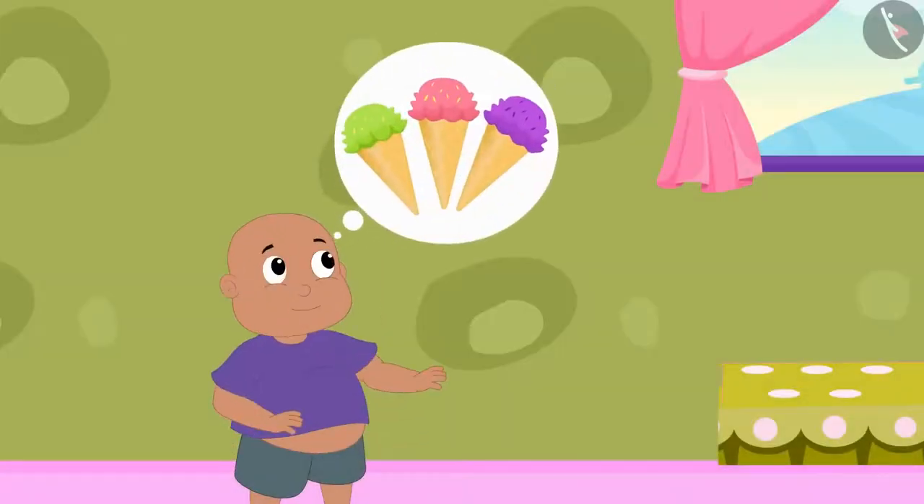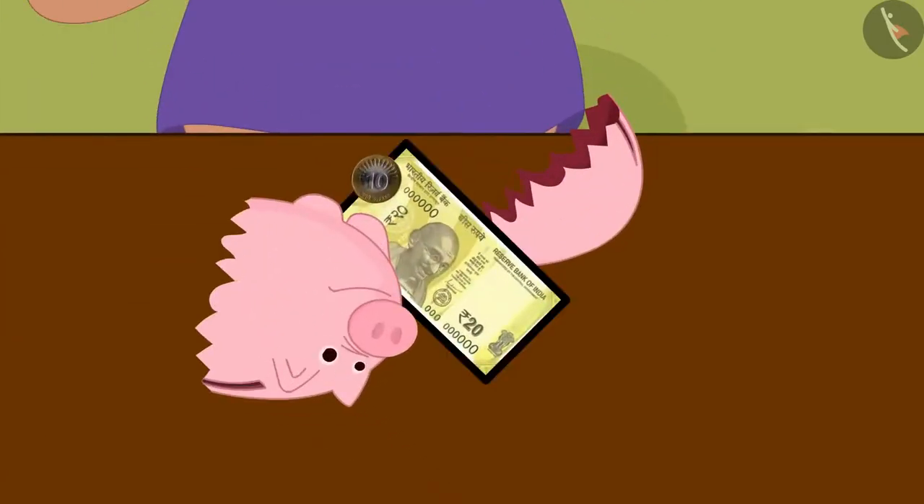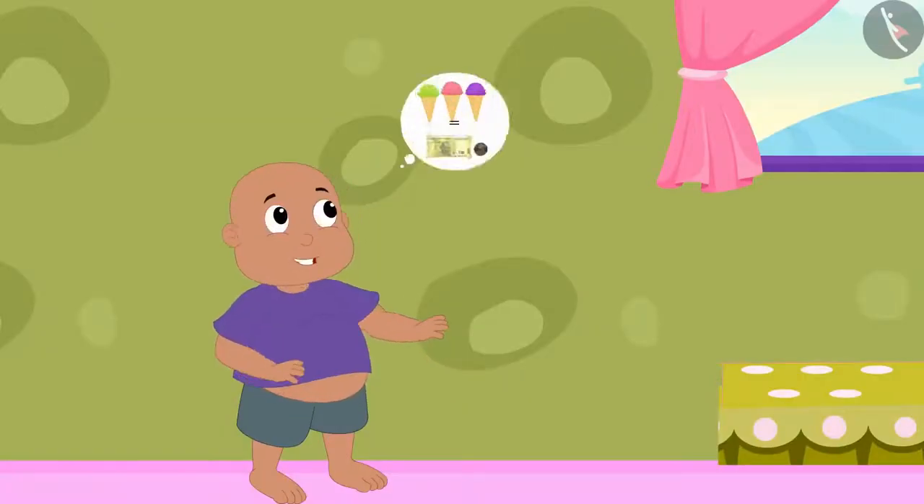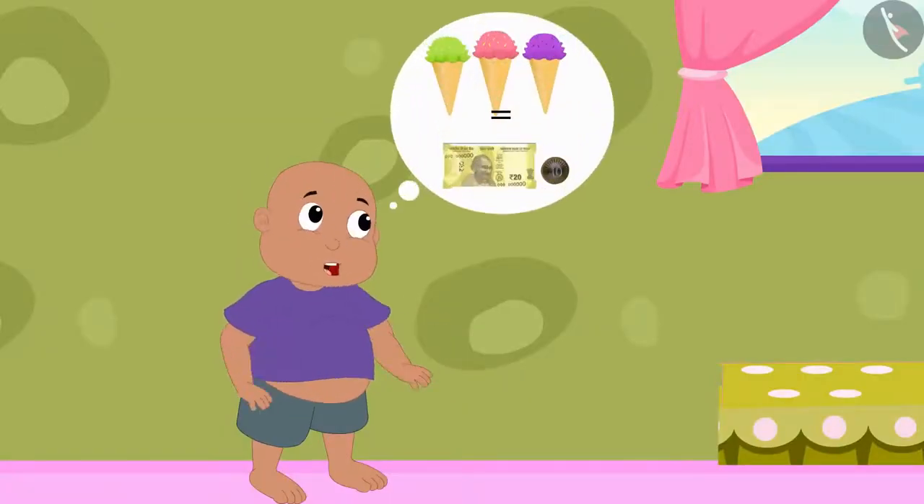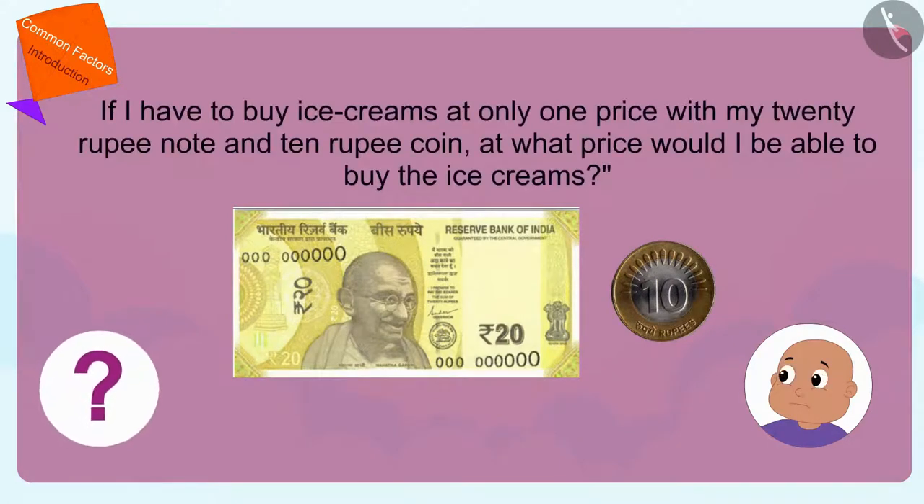Bubbloo loves ice cream. He broke his piggy bank today and got a 20 rupee note and a 10 rupee coin. Bubbloo decided that he would buy ice cream from his money in such a way that no money was left. Bubbloo is thinking, if I had to buy ice creams at only one price with my 20 rupee note and 10 rupee coin, at what price would I be able to buy the ice cream?